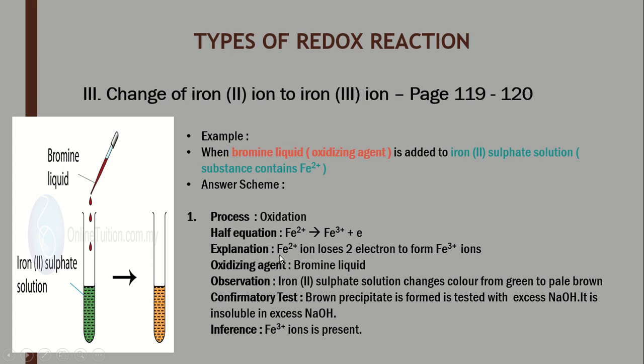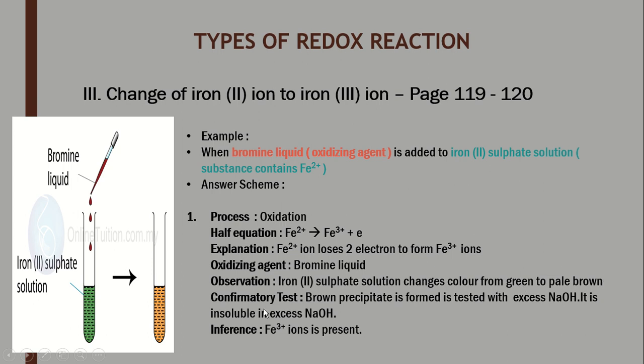Okay, so explanation. As usual, Fe2+ ion loses 1 electron to form Fe3+ ion. So here bromine liquid, which is the other reactant, will act as oxidizing agent. Okay, so observation. From Fe2+, which is green in color, after the reaction it changes into Fe3+, which is brown in color. So we can say iron 2 sulfate solution changes from green to pale brown.